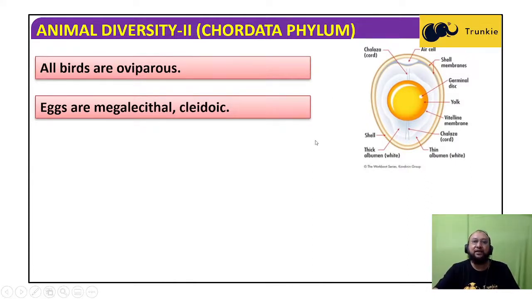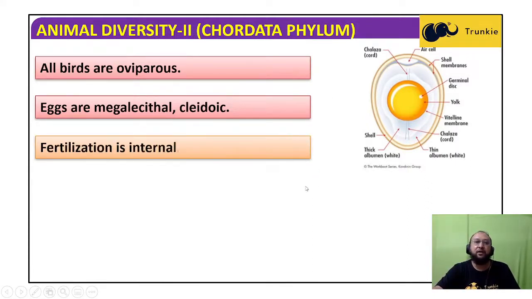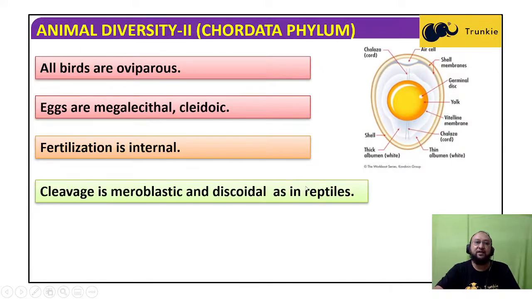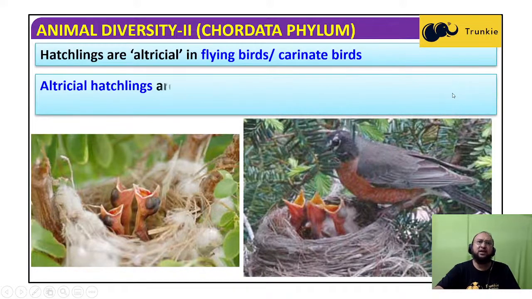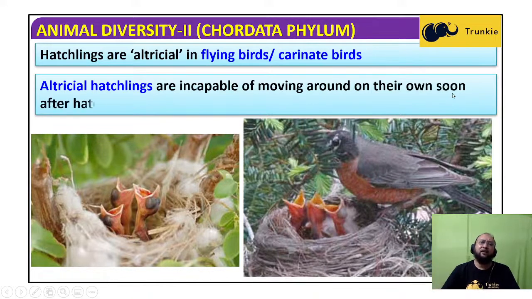And they form extra embryonic membranes. Fertilization is internal, and cleavage is meroblastic and discoidal, as in reptiles. I will explain this. Hatchlings are altricial in flying birds, the carinate birds. Ratitae are one group of birds which do not fly, but carinate are the flying birds. Ratitae are flightless birds.